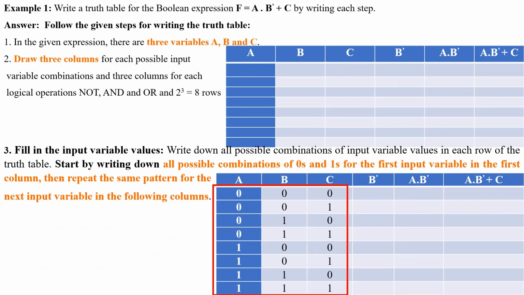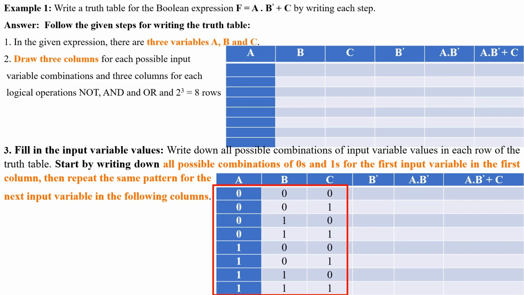Let's look at an example. Write a truth table for the Boolean expression f equals a dot b complement plus c by writing each step. Let's see the answer. We have to follow the given steps for writing the truth table. Step 1. In the given expression, there are 3 variables a, b, and c. Step 2. Draw 3 columns for each possible input variable combination and 3 columns for each logical operation: not, and, or, and 2 power 3 is equal to 8 rows. You can see the first truth table created.